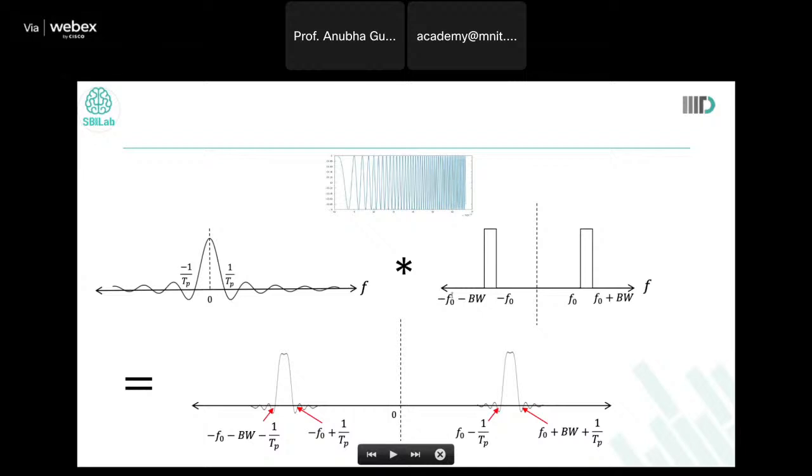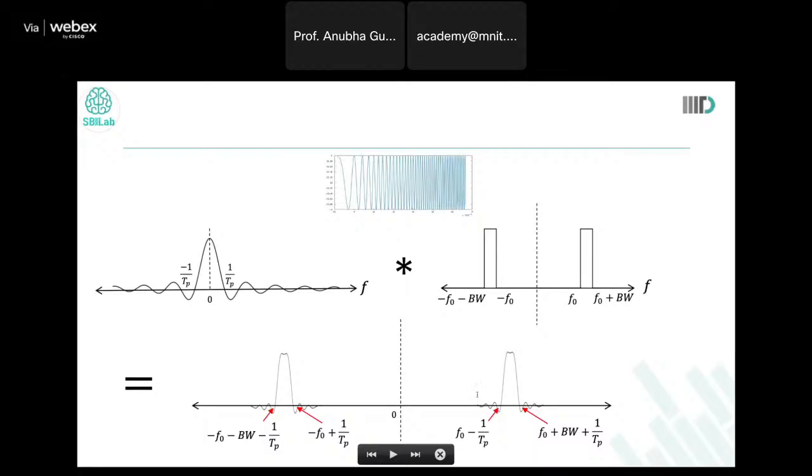Now look at what happens if we had sent an LFM pulse. Again, there is a rectangular pulse with which you have multiplied this chunk. So for the rectangular pulse, because it has Tp as its duration, minus 1 by Tp and 1 by Tp are still the first nulls. But this time for the LFM chirp, it starts from f0 and the end frequency is f0 plus bandwidth BW, which is 20 kilohertz in our example. So this is the spectrum of the LFM chirp.